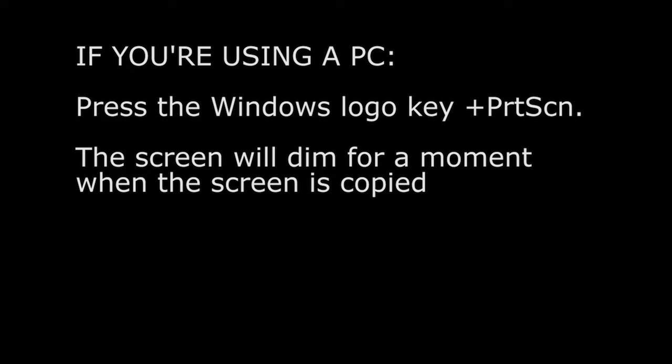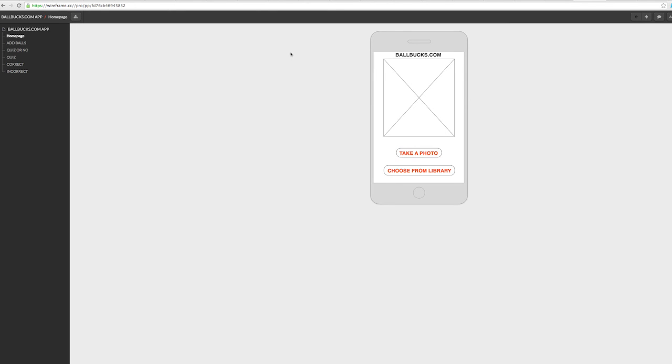It's a little bit different if you're using a PC. You press the key with the little Windows logo on it, and at the same time, print screen. The screen will dim a little bit, and that means it's copied. So I'm going to show you what it looks like if you do it on a Mac. So I go to my screen and I press the Command key, the Shift key, and the 4 key all at the same time. I highlight the area I want, and I'll hear a little click sound.